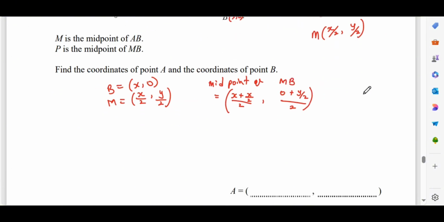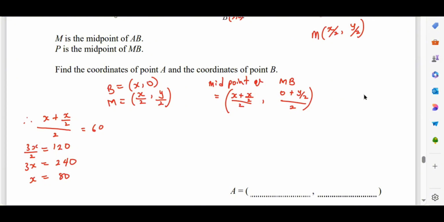Now, this midpoint, we have the value, which is (60, 11). So therefore, we say that (x plus x over 2) over 2 will give us 60. We can solve this gradually. x plus x over 2 will give us 3x over 2 equals 60 times 2, so 3x equals 240. When we divide both sides by 3, we have that x is equal to 80. Okay, we have gotten x as 80.